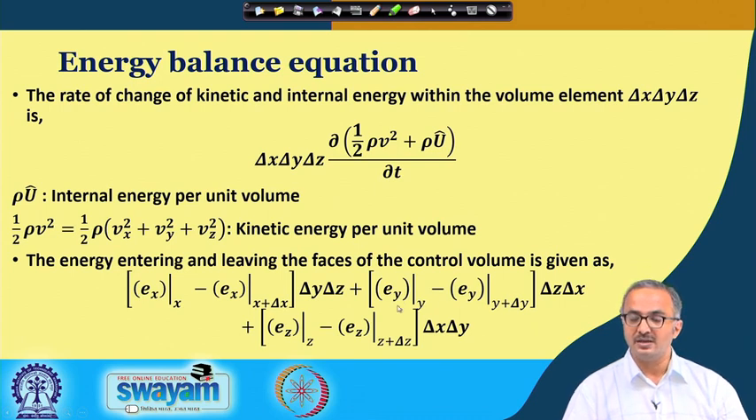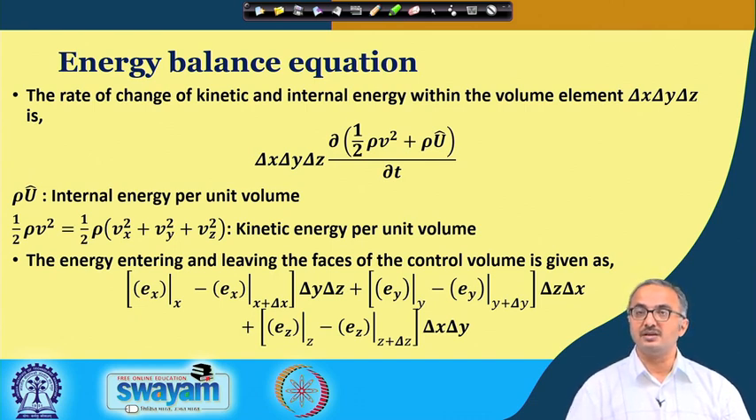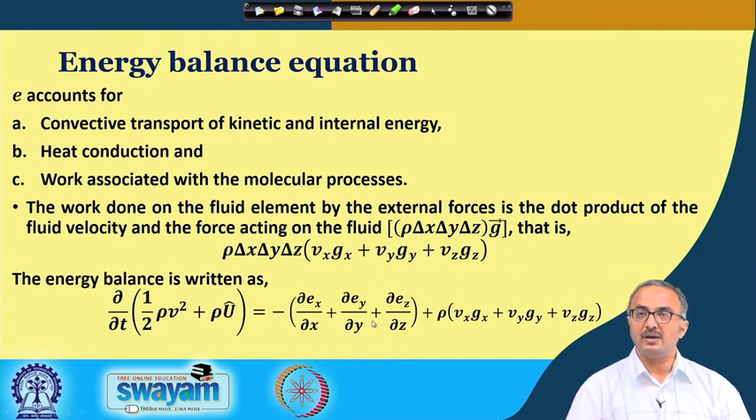Similarly, for the y direction, this is going in and this is coming out, and for the z direction, this is going in and this is going out. And you can see here that everything is coming under a single equation, because it is a scalar form. There is no vector, it is a scalar form. Okay, so we are getting only one equation. And as I told you, E is the effective energy of a given stream. So it has in it the convective transport of kinetic and internal energy, then heat conduction, and any kind of work associated with the molecular processes.